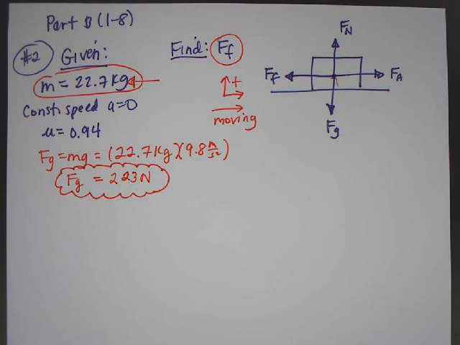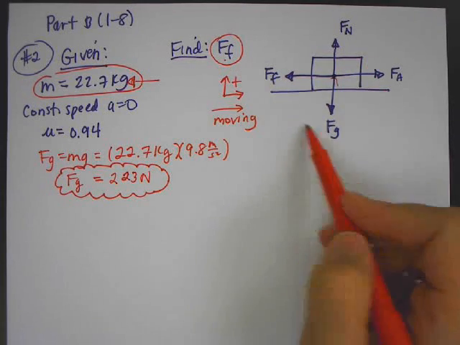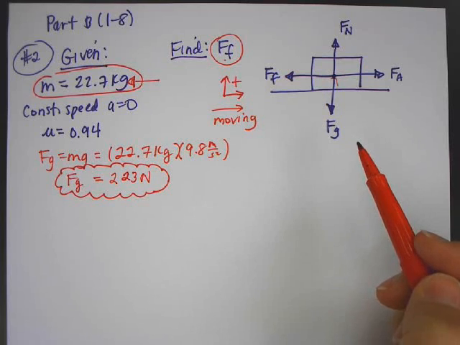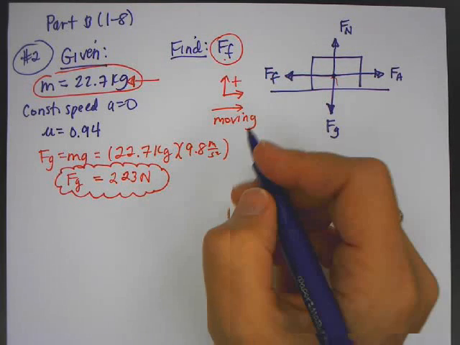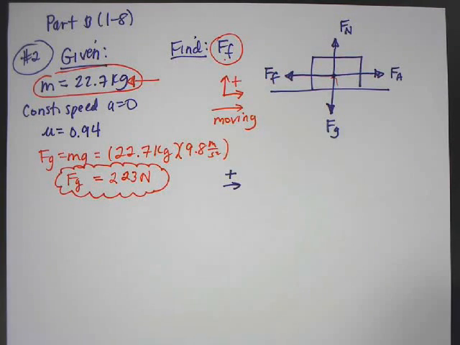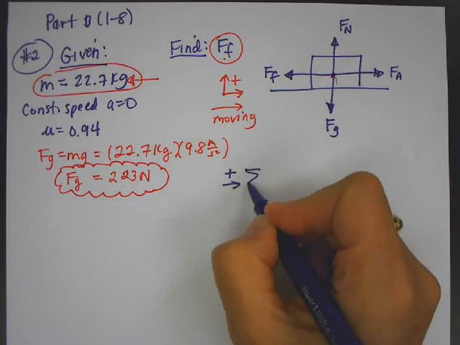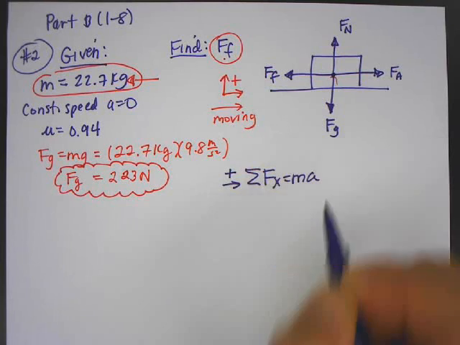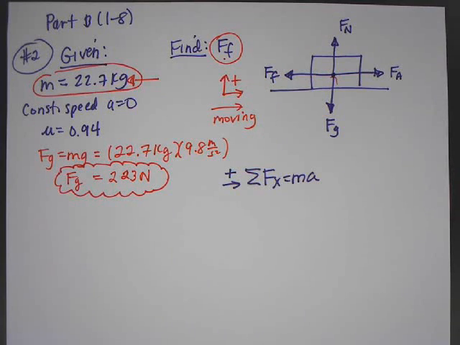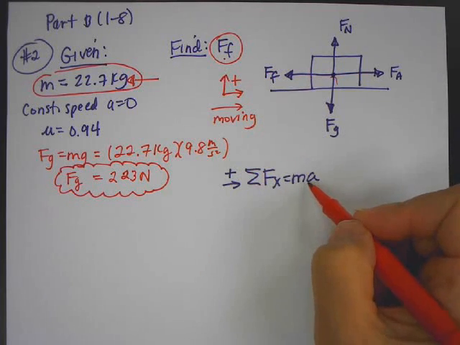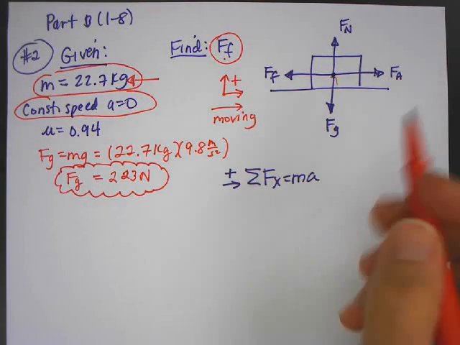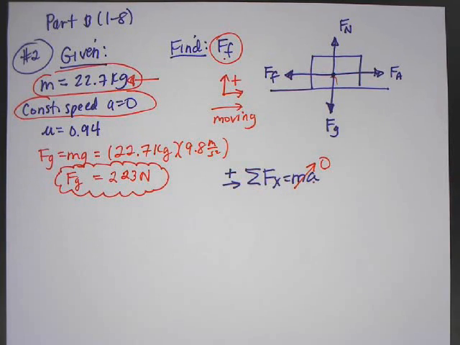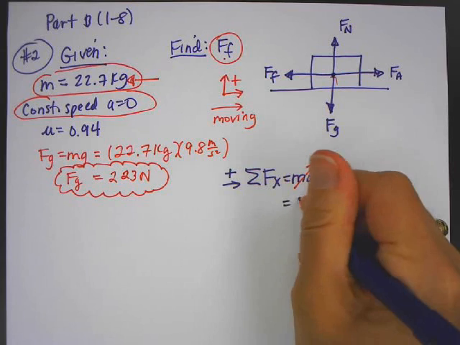Now, I don't know what to do, so I go to the end. I want to find F of F. So I look at my free body diagram. Which direction is F of F going in? It's going in the x direction. So if I sum forces in the x direction, first I write my sign convention: to the right is positive. Summation of F of x is equal to ma. Now I'm applying Newton's second law in that x direction. Is this box accelerating in the x direction? No, because they tell me it's moving at a constant speed, so this a is 0. So this is equal to 0.